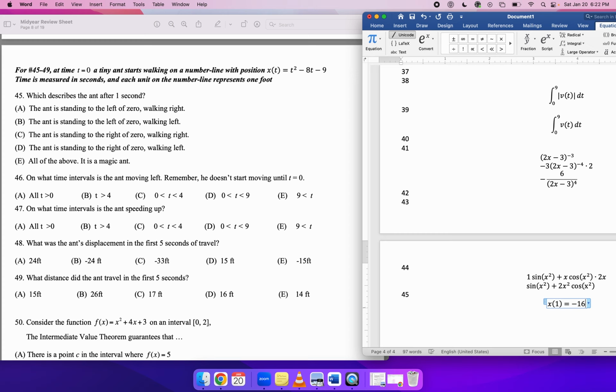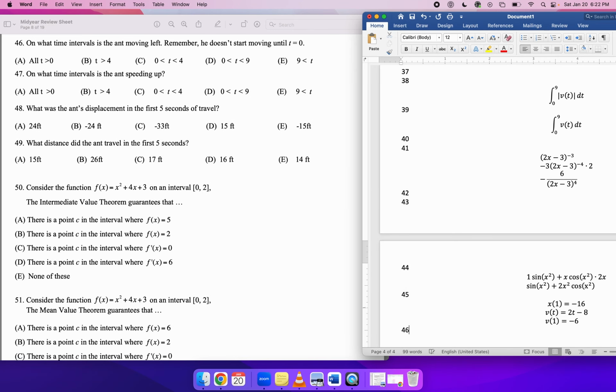But now, in which direction is he walking? Well, that's determined by the sign of the velocity. So the velocity function would be 2t minus 8. If I plug 1 into that, I get 2 minus 8, which is negative 6. Okay, velocity is negative, which means he's walking to the left.